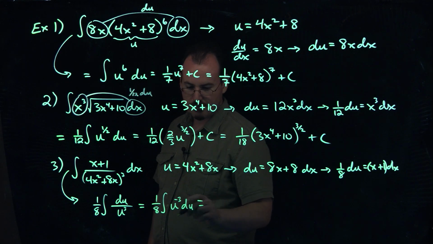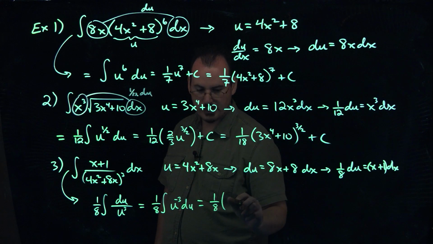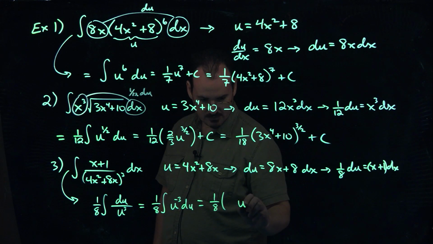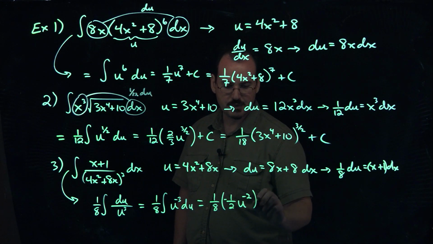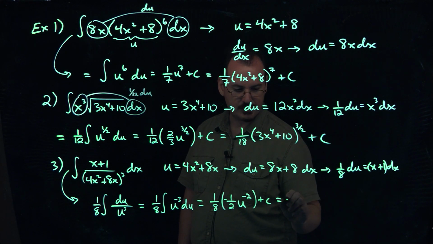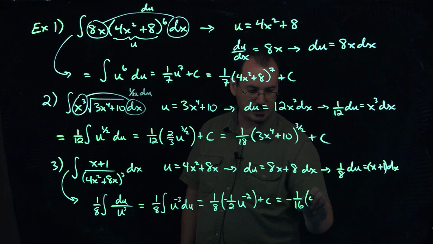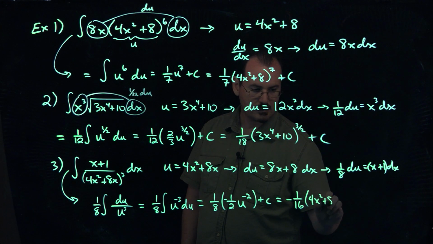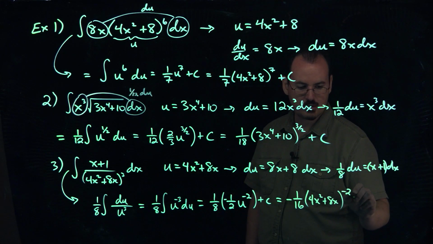Power rule says we're going to raise that by 1. So let's just do this the way we normally do. Raise this by 1, so we're going to get a minus 2 power, and then I also have to multiply by the reciprocal of that, so negative 1/2 plus our constant. Then multiply these together, I'm going to get negative 1/16. U was, in this case, 4x squared plus 8x. And this is to the negative 2 power.